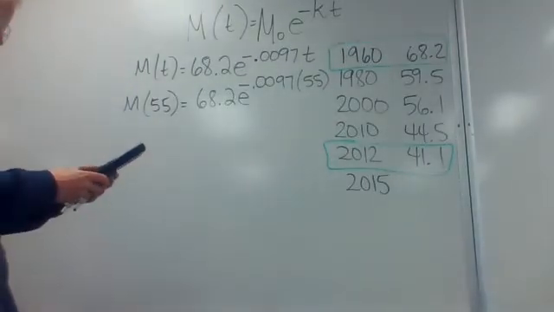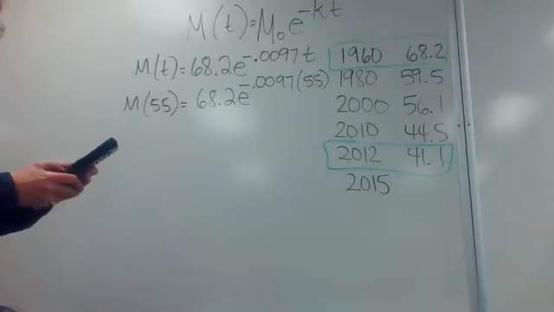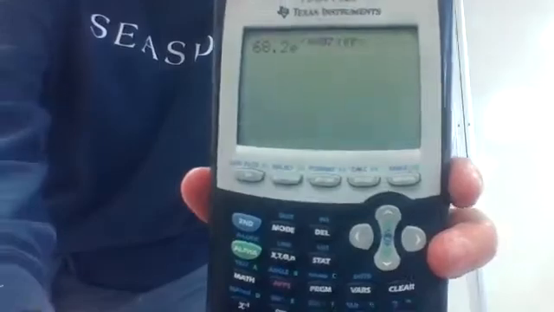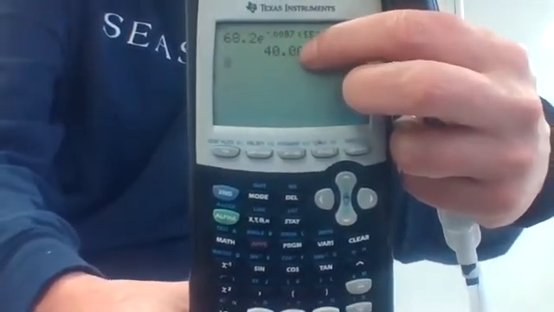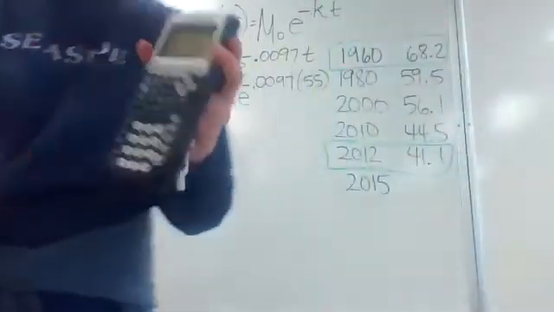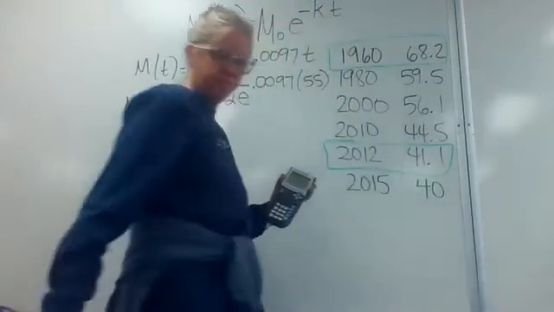So 68.2 e to the negative 0.0097, open parenthesis, 55, close, enter, rounding to 1 decimal place. So you have 40.00, so it'll just be 40.